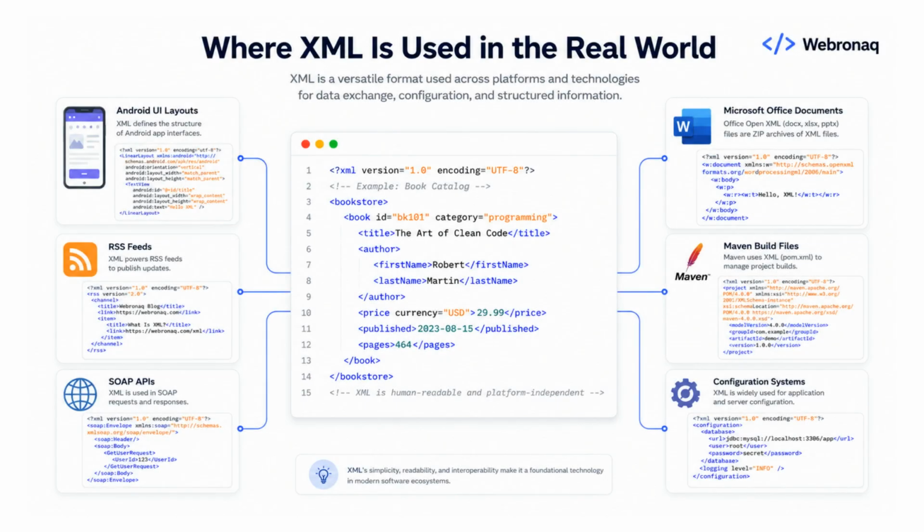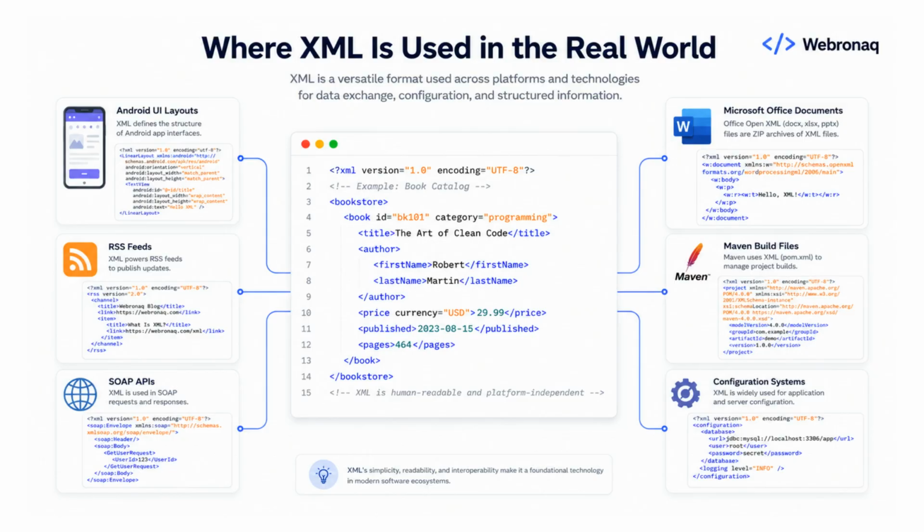Here's the interesting part. Even if you never write XML directly, you're probably using systems powered by it every day. Android applications use XML for user interface layouts. Microsoft Word documents are internally packaged XML files. Maven build systems in Java rely heavily on XML configuration. Even SVG graphics are XML underneath. The reason is simple. XML is extremely strict and descriptive. Machines can validate it very reliably. In large enterprise systems, that matters a lot.